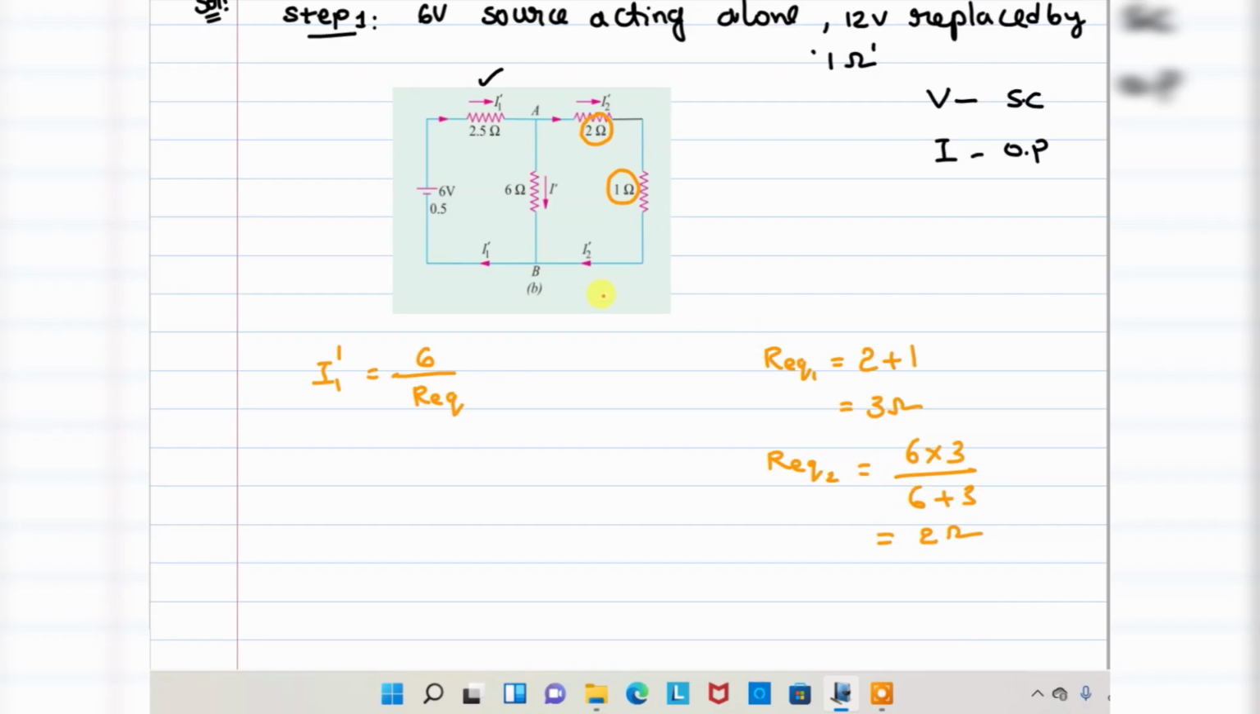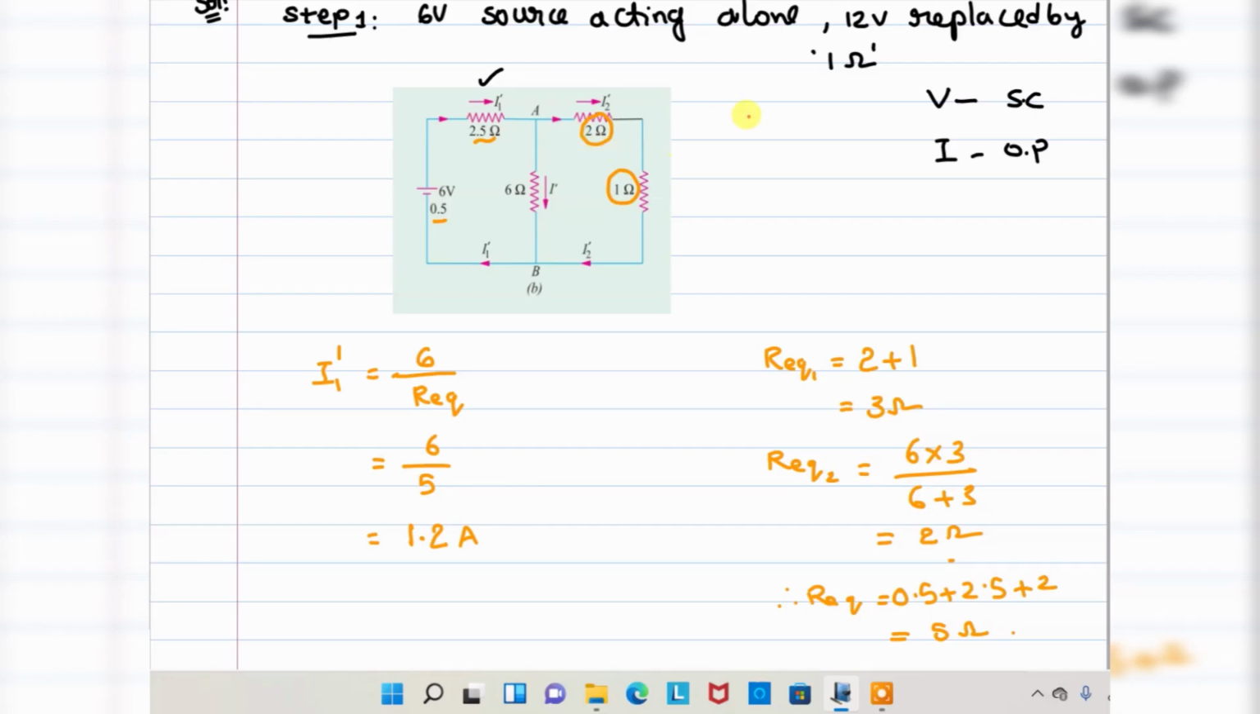Fine. After that, this whole combination is equivalent to 2 ohm, which is in series with 2.5 plus 0.5. So finally R equivalent is equal to 0.5 plus 2.5 plus 2, which is 5 ohms. Okay, so 6 divided by 5 is equal to 1.2 amperes. So I got 1.2 amperes as the current I1 prime. So the first branch current is done.